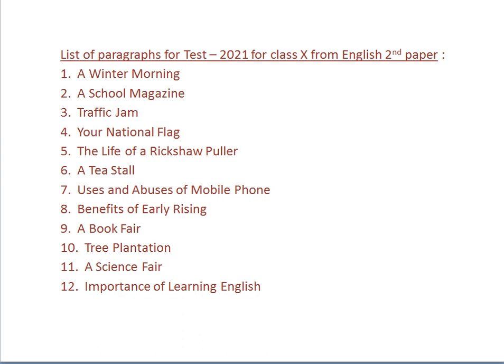Uses and abuses of mobile phone. Mobile phone or cell phone is a great invention of modern science. It is called so because a user can carry it wherever he goes out. It has made interpersonal communication very easy and fast. Then you have to focus on some other aspects of mobile phone, reflecting on the uses and abuses of it.